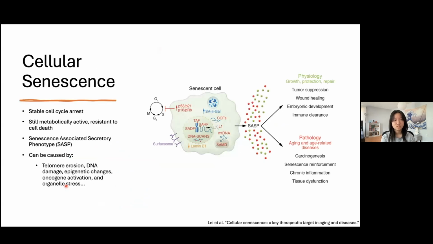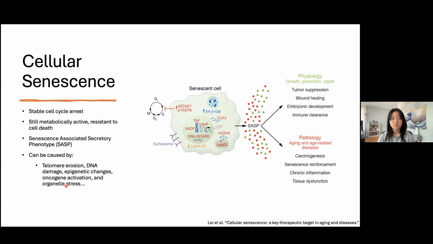And so what is cellular senescence then? A senescent cell is characterized by stable cell cycle arrest, but it's still metabolically active and resistant to cell death. And it can be caused by telomere erosion, DNA damage, epigenetic changes, oncogene activation, and organelle stress.